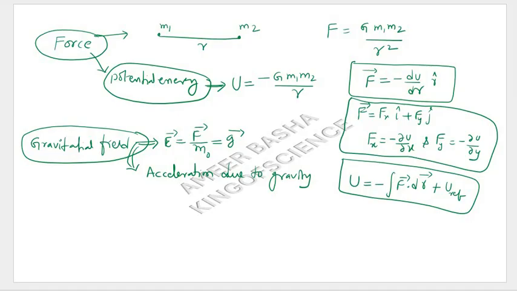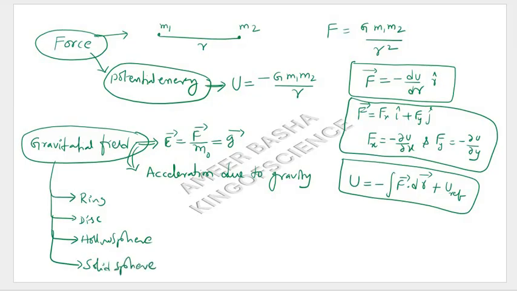Okay, so the gravitational field due to standard objects, for example ring, disc, spherical shell, hollow sphere, solid sphere. These things are important, you need to remember. You can take any book, these formulas are available. So here I revised these two important things.